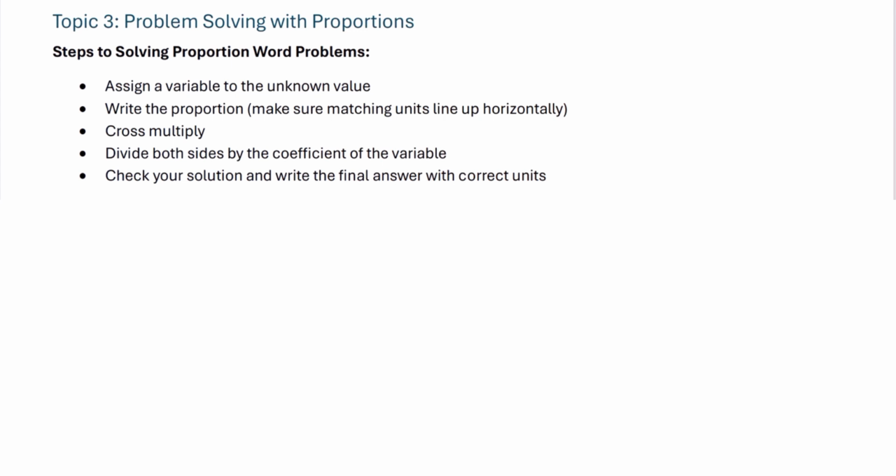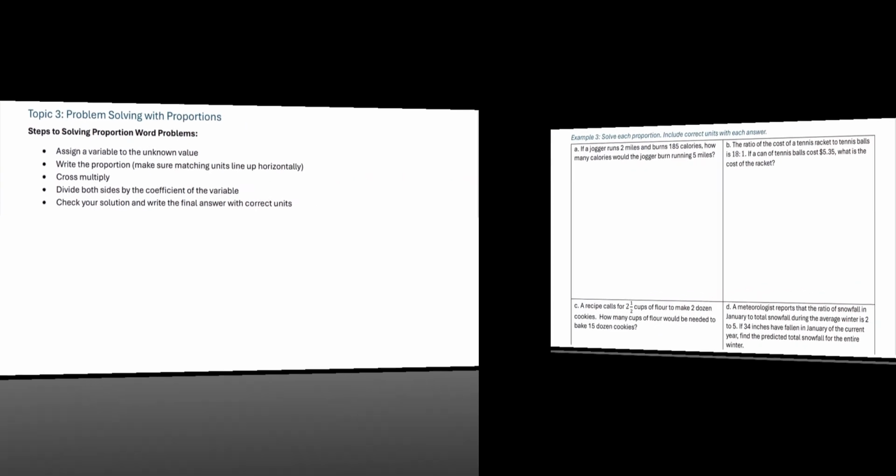The steps to solve a proportion word problem are: first, assign a variable to the unknown value. Second, write the proportion. Make sure your matching units line up horizontally. Next, cross multiply. Then divide both sides by the coefficient of the variable. Finally, check your solution and write the final answer with the correct units.